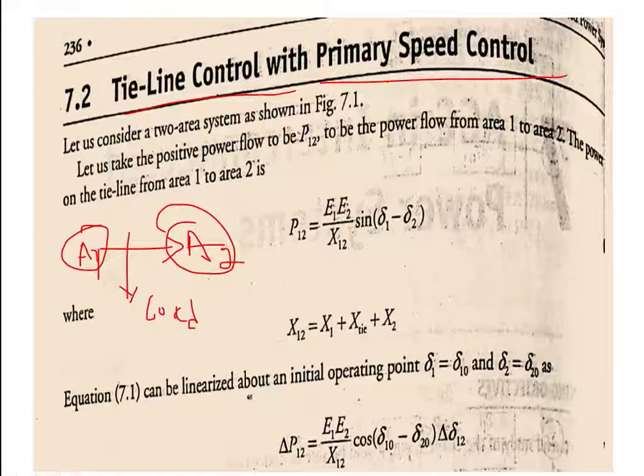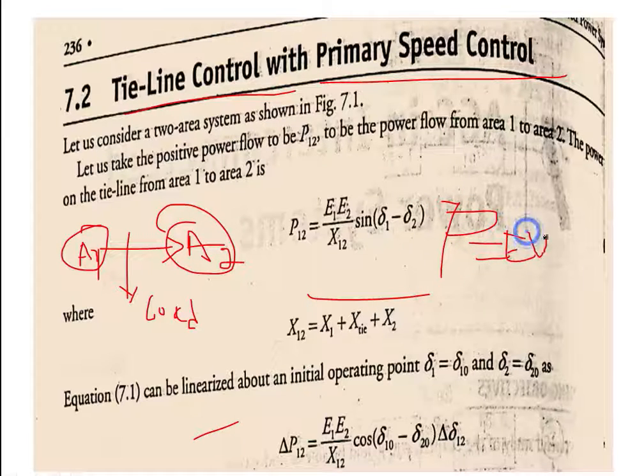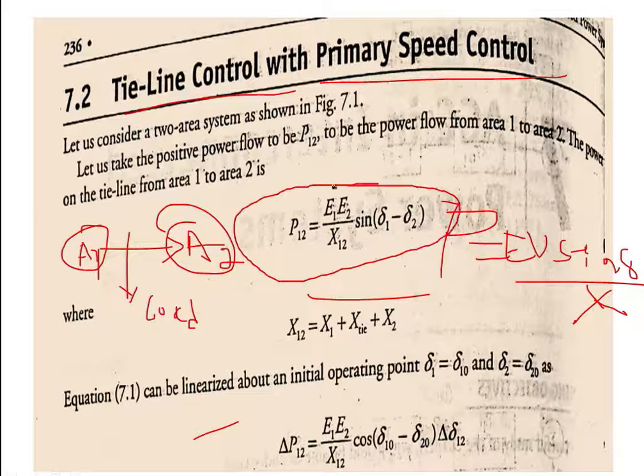The general power equation is P equal to EV sine delta divided by X. This is the general equation for power. Here, with respect to the two area system, the voltage across generator 1 is E1, the voltage across generator 2 is E2, the reactance of the line between 1 and 2 is X12, and the sine of the change in angle between area 1 and 2 is delta 1 minus delta 2.